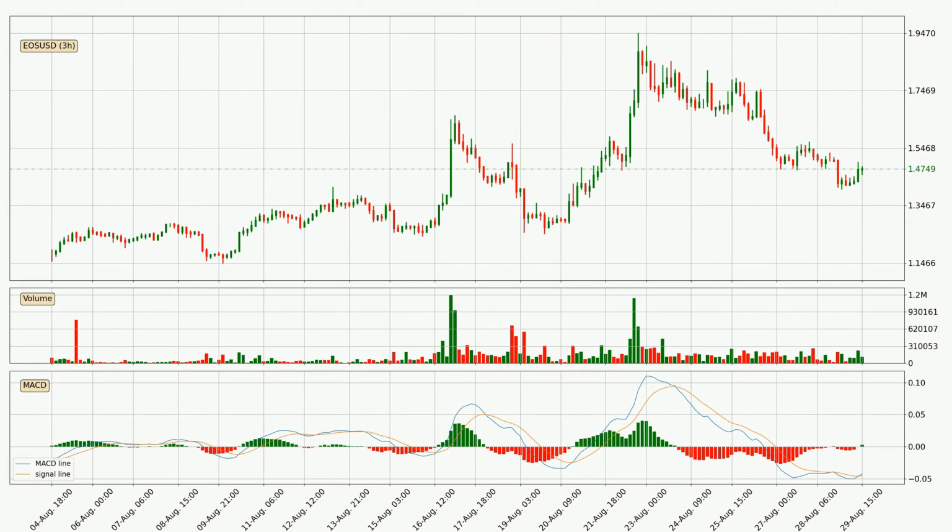Jumping to the 3-hourly MACD, seeing as the MACD line is above the signal line, the trend is currently on the up. The MACD histogram shows that the momentum is currently strong, and it could be expected for the price to go further to the upside.